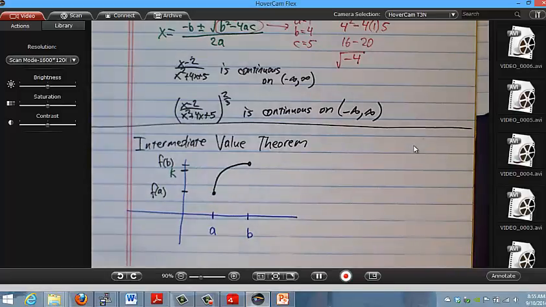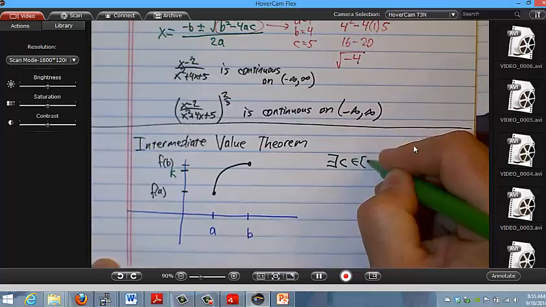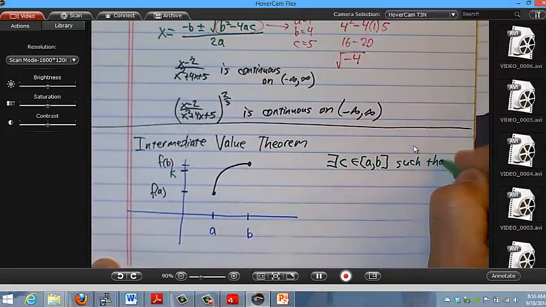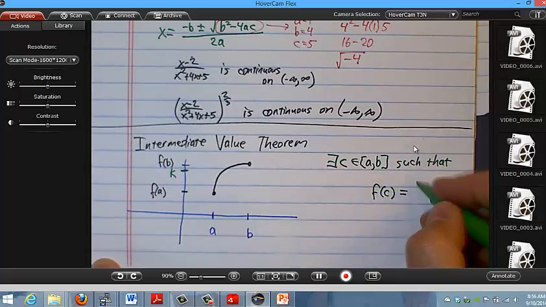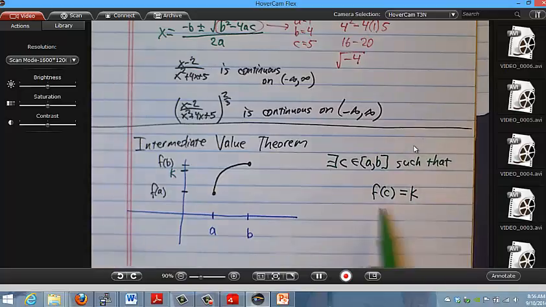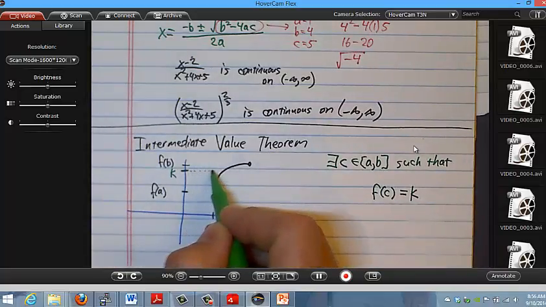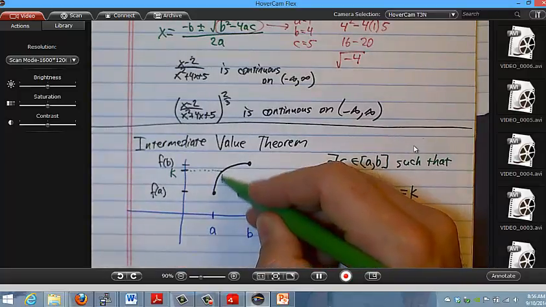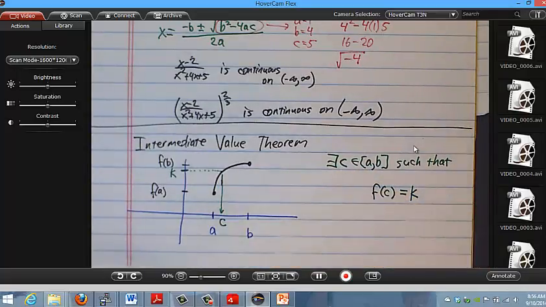Wait a minute. There exists c on the closed interval [a, b] such that, what did we say it was? f of c equals what? k. All right, so I need f of c to equal k. Okay, there's k. There it is. If I take this to be my c, right there, won't it be true that f of c equals k?